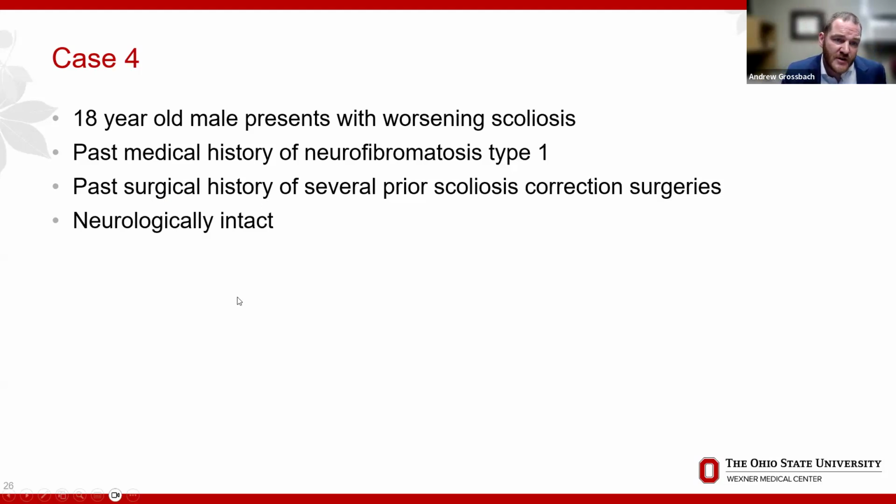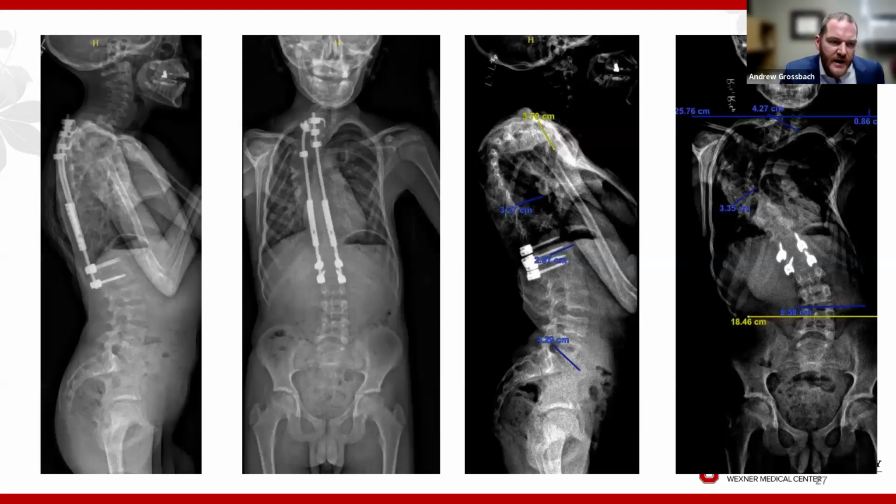So this is an 18-year-old male presents with worsening scoliosis. So his history of NF type 1. He's had several surgeries, several corrections of his scoliosis over the years since he's a teenager, young teenager. He's neurologically intact. And so I'll take you through a few of them here.